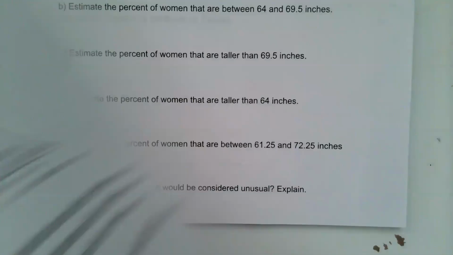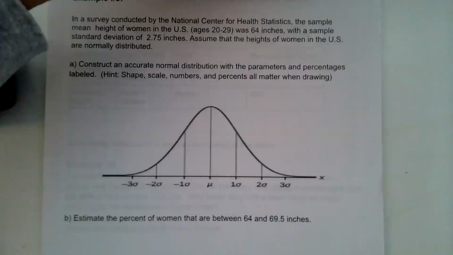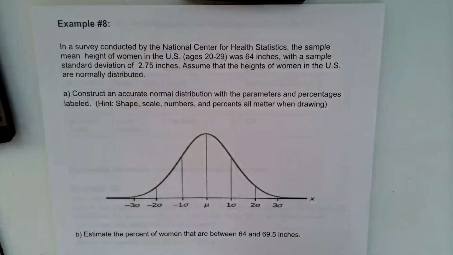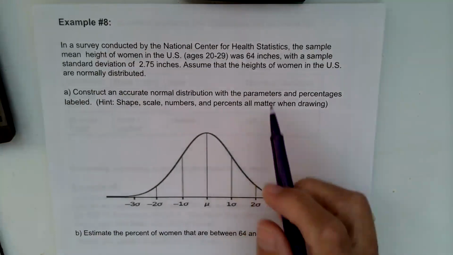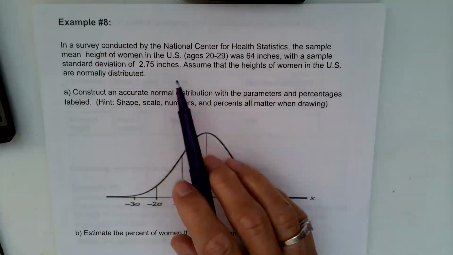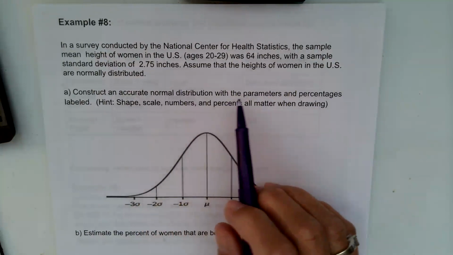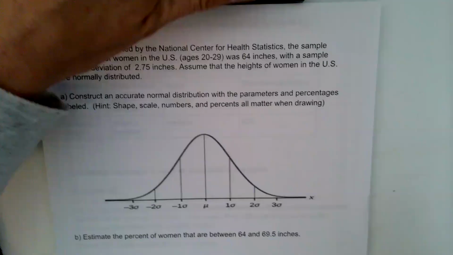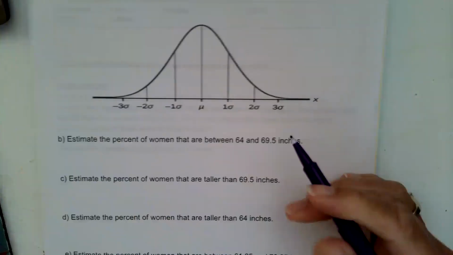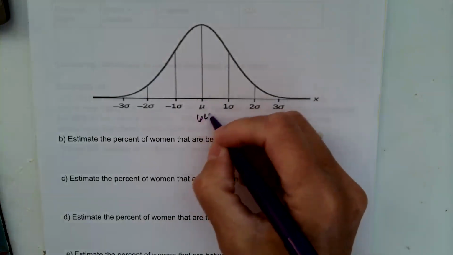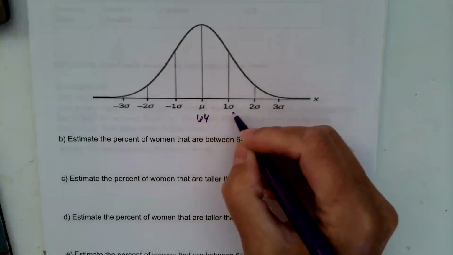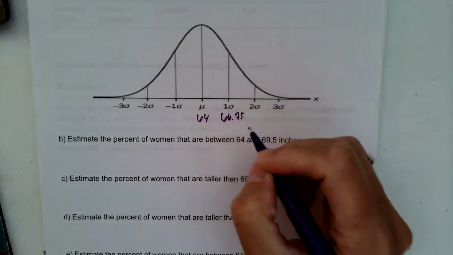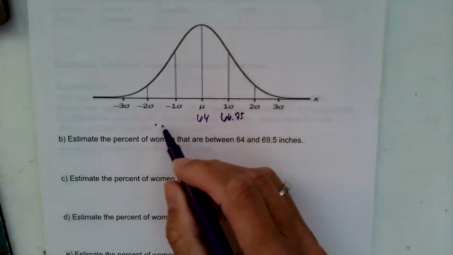So let's look at an example here. Example 8 says, in a survey conducted by the National Center for Health Statistics, the sample mean height of women in the U.S. is 64 inches with a sample standard deviation of 2.75. Construct an accurate normal distribution with the parameters and percentages labeled. So this is my expectation on the assignments. So the mean is at 64. And then we're going to add 2.75. So 66.75. And then here we're going to subtract 2.75.